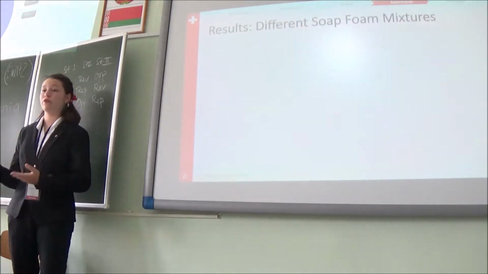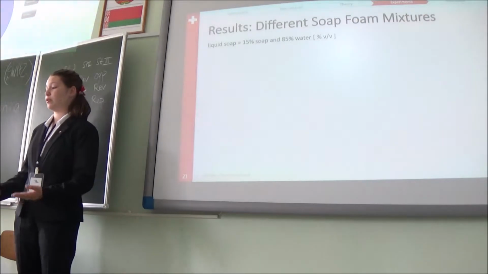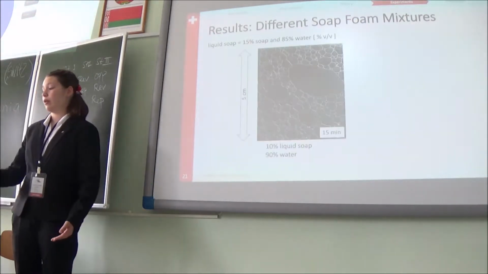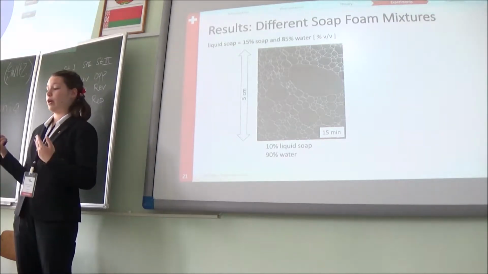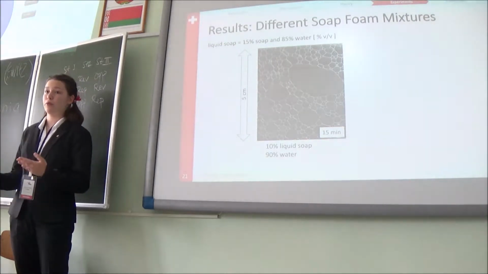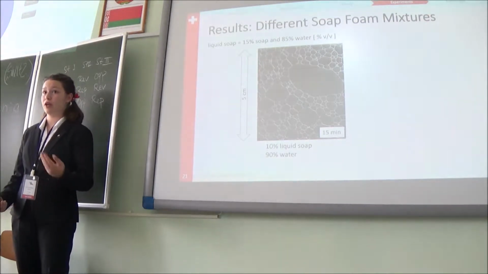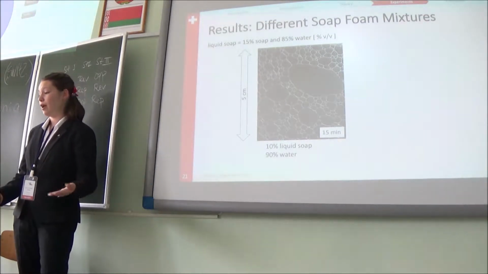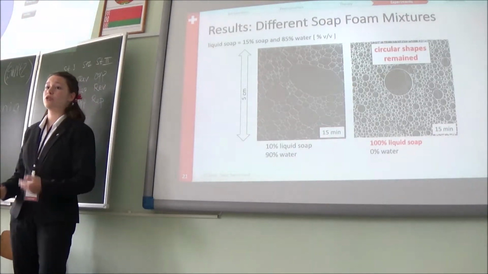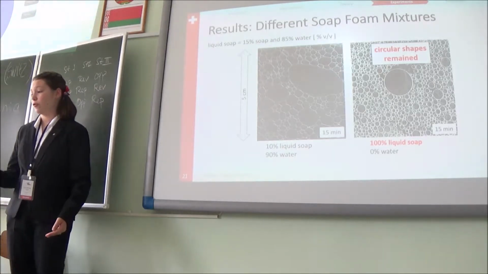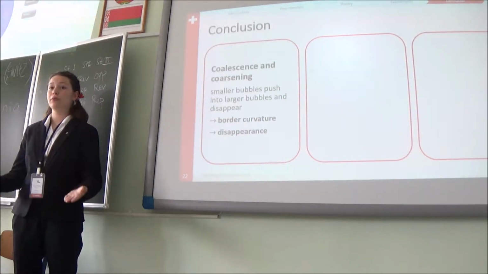Now for my results for different soap foam mixtures, I have the liquid soap, which is 15% soap and 85% water. Then I have this picture after 15 minutes with 10% liquid soap and 90% water. And if you observe my pictures before closely, you can see that there are clearly fewer small bubbles than in the other pictures which were taken at 0 seconds. And here we have 100% liquid soap, and as you can see, all the circular shapes remained, so there was no evolution at all.